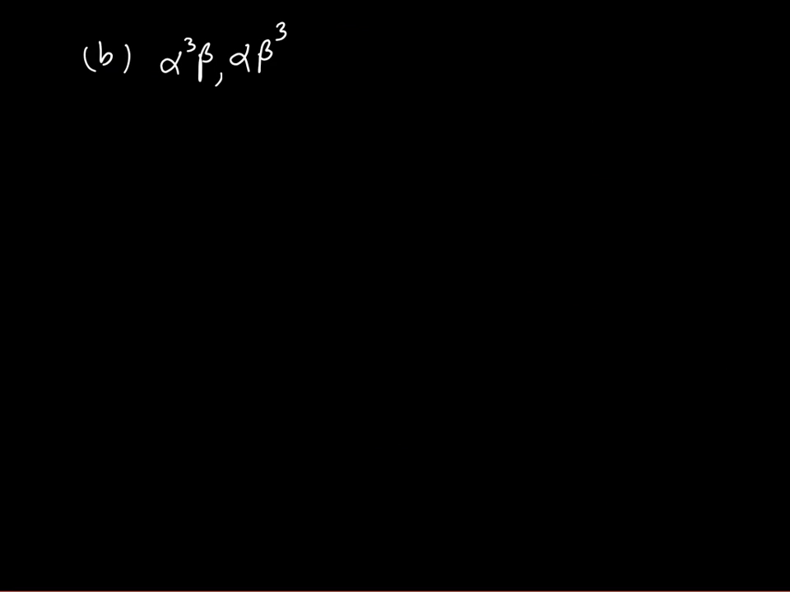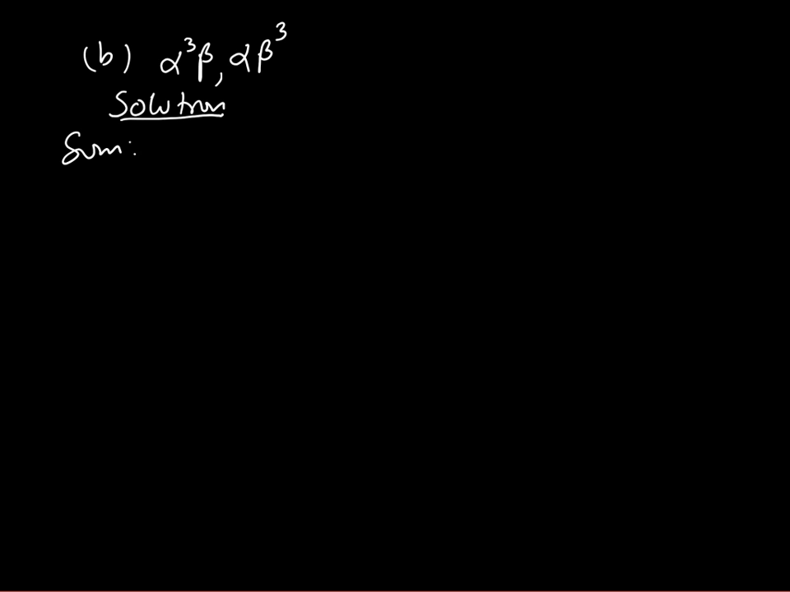So for part B, they have given us the roots as alpha cubed beta and alpha beta cubed. They want us to form a quadratic equation whose roots are alpha cubed beta and alpha beta cubed. So let's go ahead and find the sum.